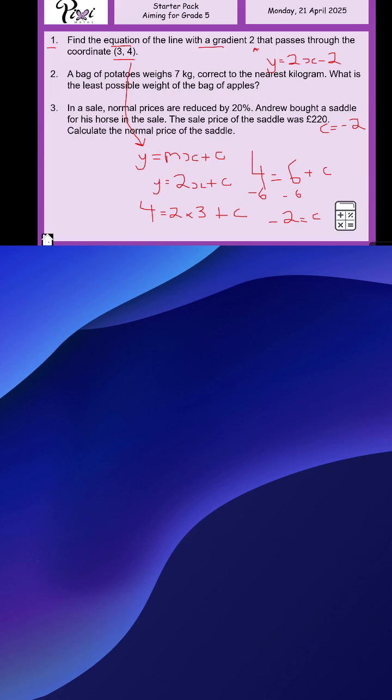Remember, if it passes through it, it means that it lies on it, i.e. I can substitute in that coordinate to work out the value of c, okay? So does that make sense, guys? Are we happy with that?